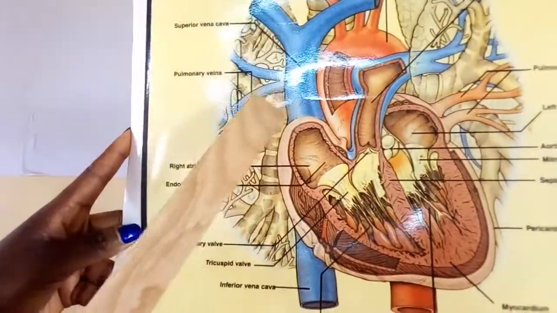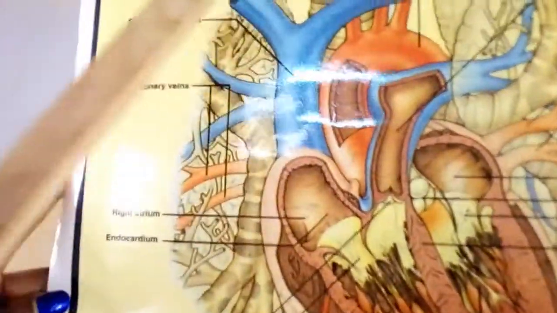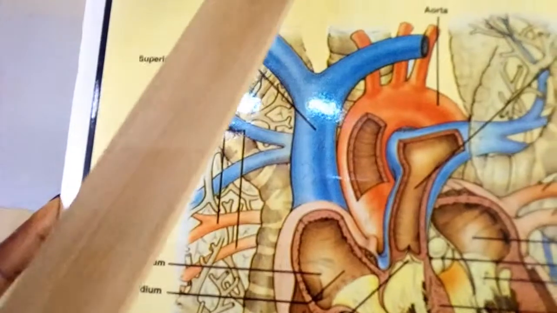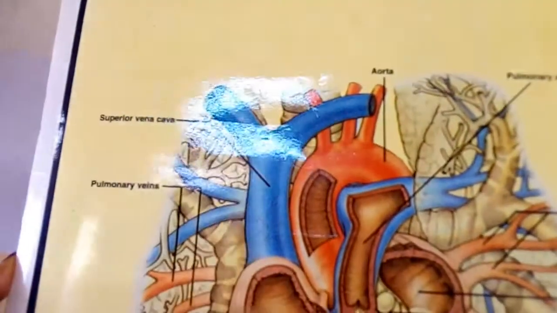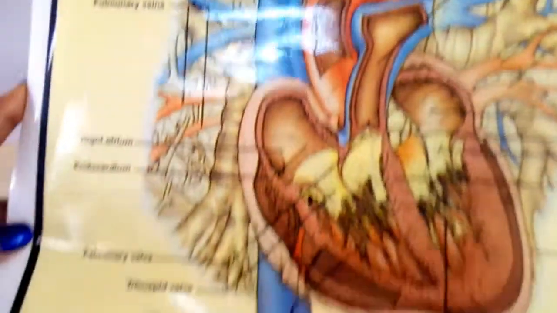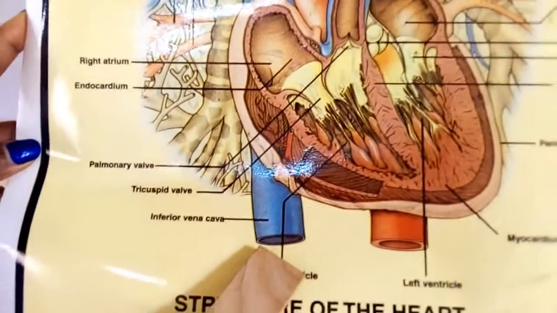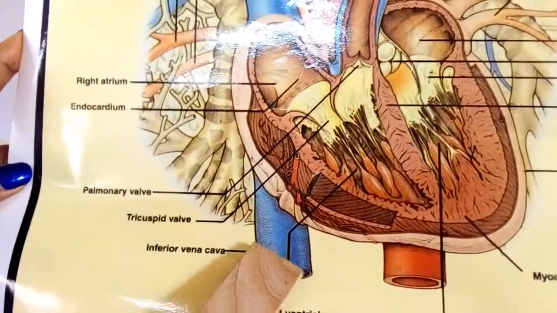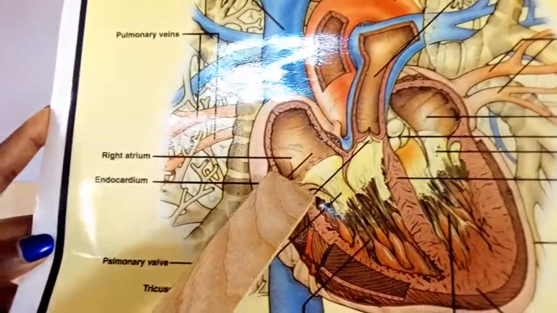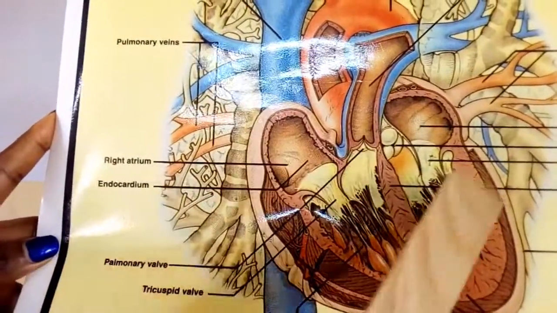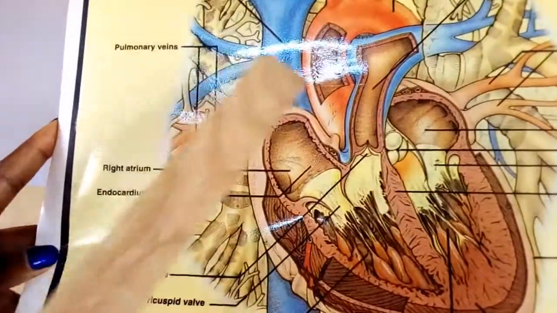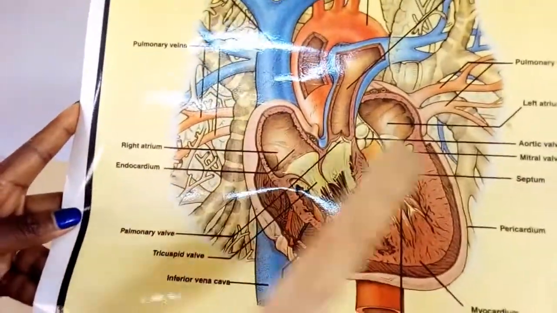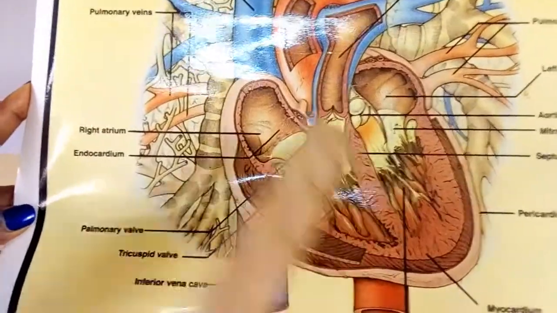So the superior vena cava, this one, is carrying deoxygenated blood from the upper region of the body to the heart, and the inferior vena cava is carrying deoxygenated blood from the lower part of the body to the right atrium. So before we continue, we need to know that the mammalian heart is divided into 4 chambers. 1, 2, 3, 4 chambers.